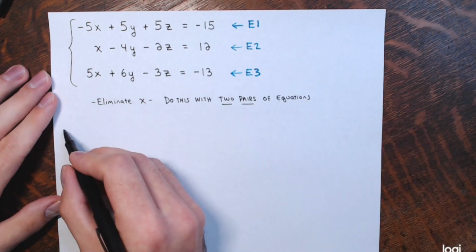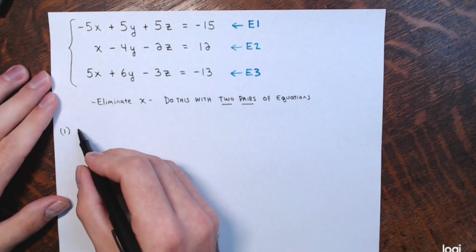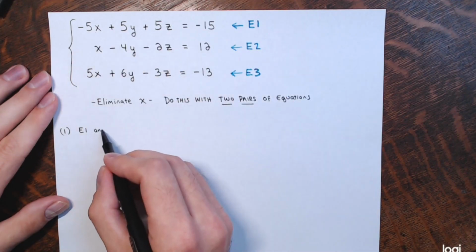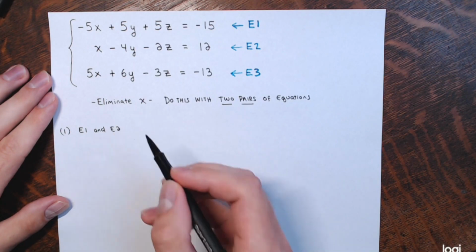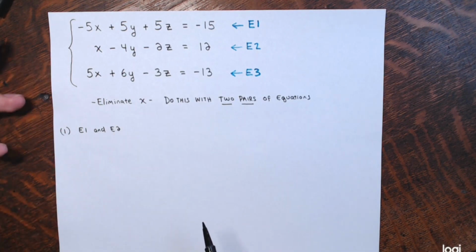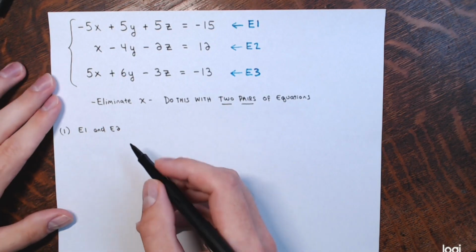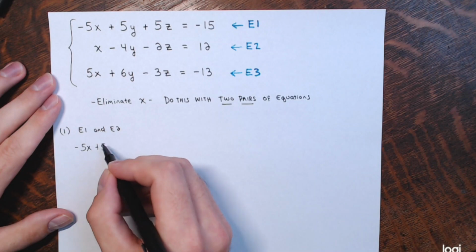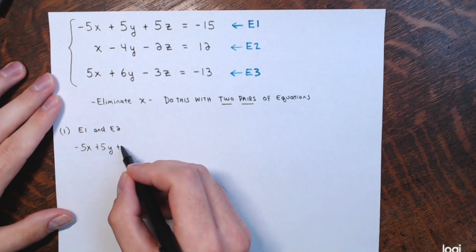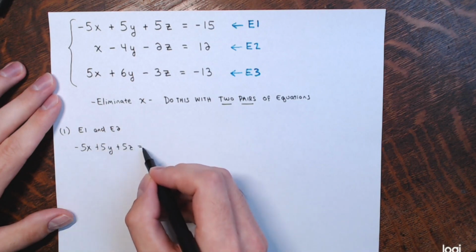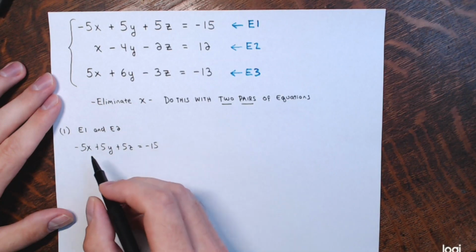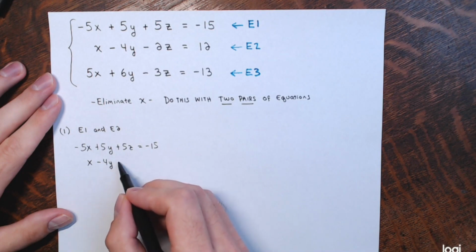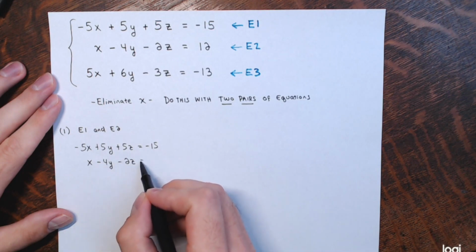Alright, so the first time is going to be with equation 1. I'll just take equation 1 and 2. Right, equation 1 and equation 2. Now for this first example, I'll do a lot of writing out. So we have, negative 5x plus 5y plus 5z equals negative 15. Equation 2 is, x minus 4y minus 2z equals 12.